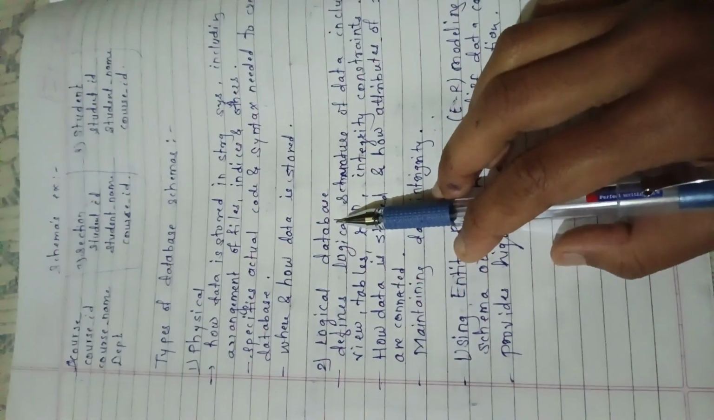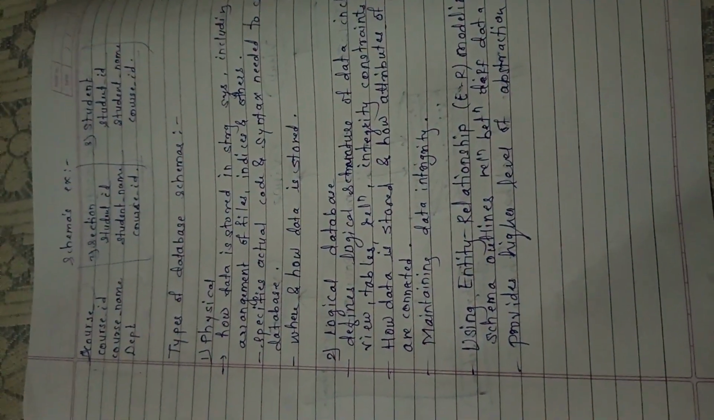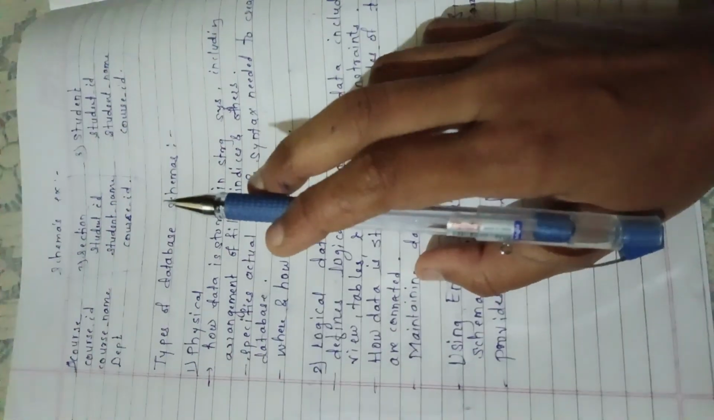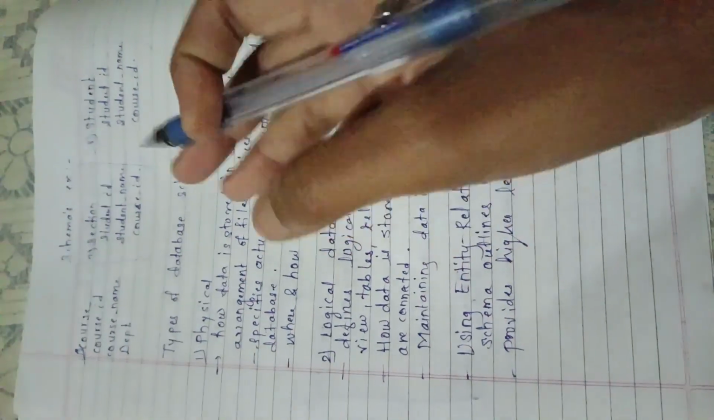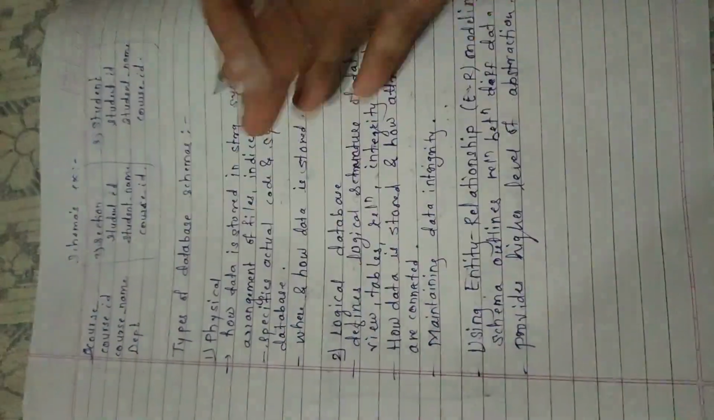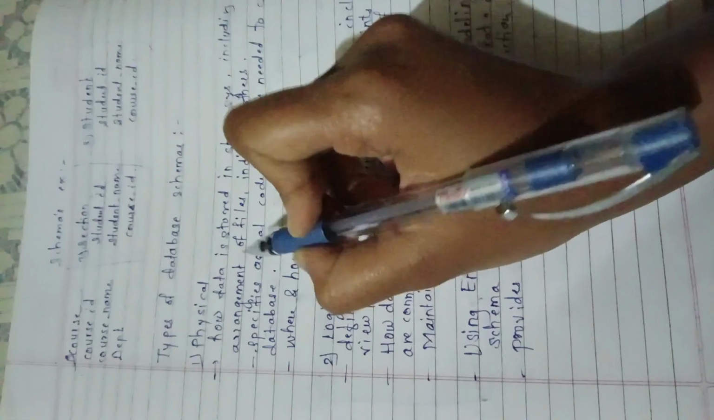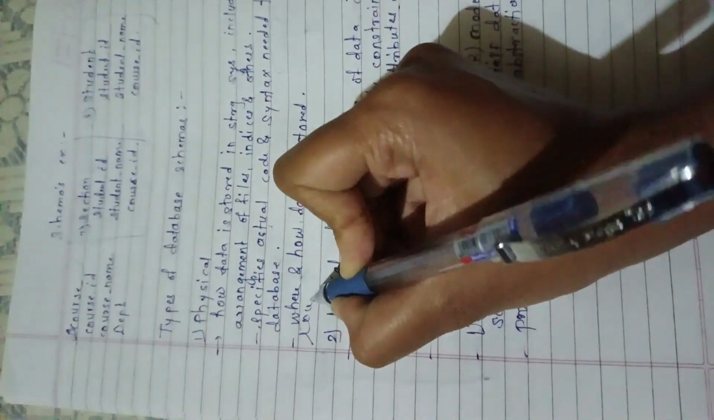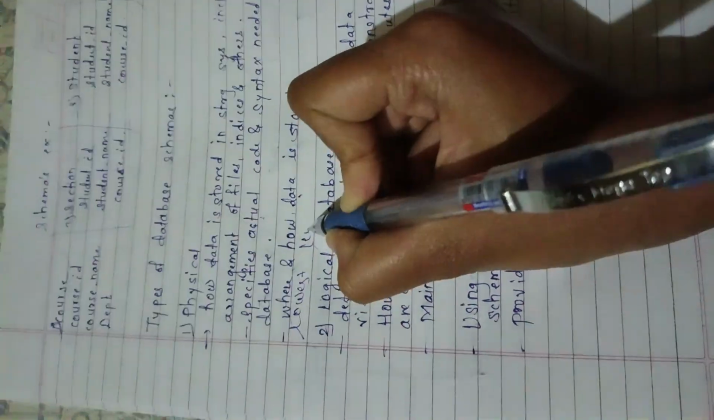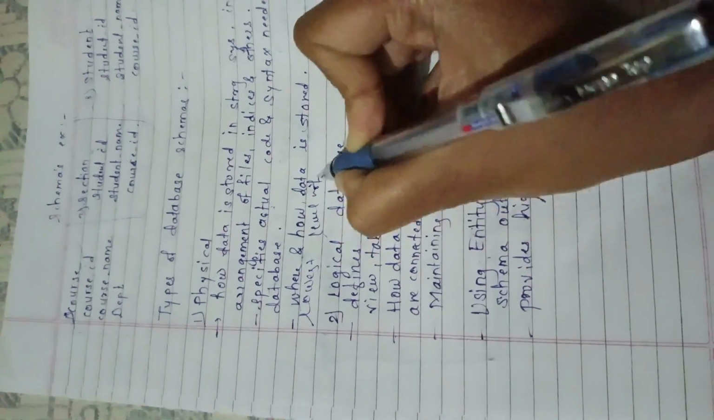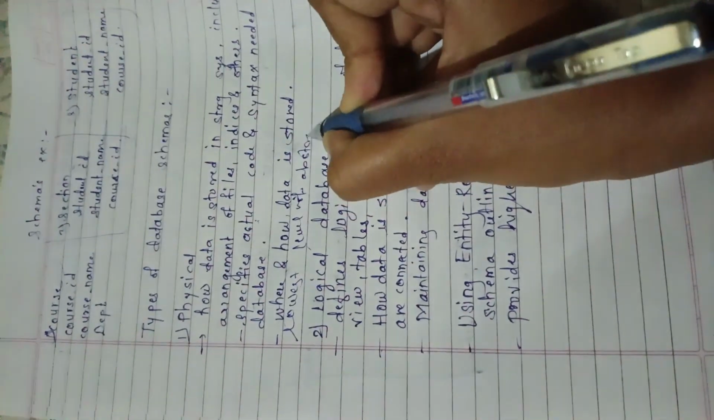In the physical database, the database administrator decides the storage locations and organization of data within the storage block. This schema represents the lowest level of abstraction. This provides the lowest level of abstraction.